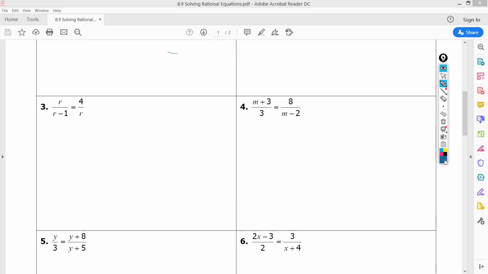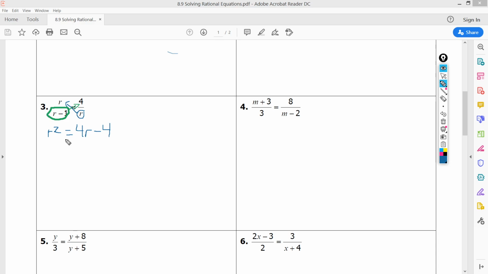Right, so number 3, again, I'm going to cross multiply. So I'm going to take this r and multiply it over here. And I'll take this r minus 1, and multiply it up here. So now what I have is r times r is r squared. So I have r squared equals, and 4 times r minus 1 is 4r minus 4.